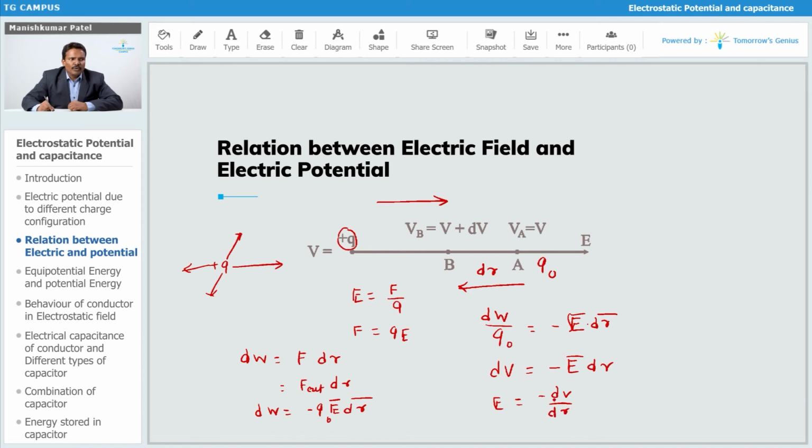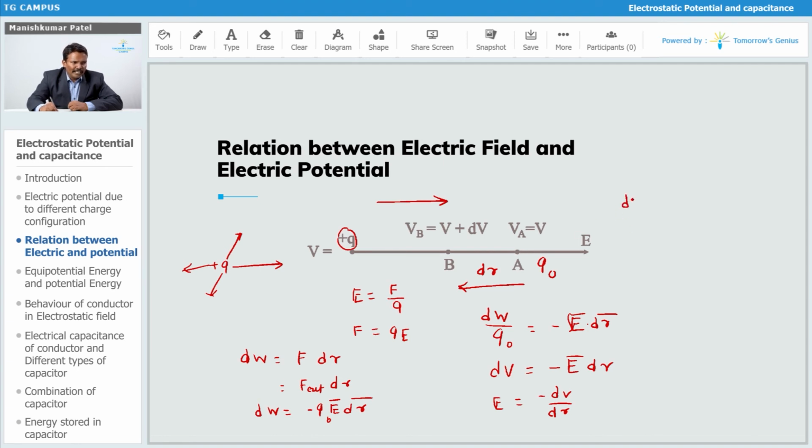That is also what we are going to call the potential gradient. This potential gradient means rate of change of potential with respect to distance, and its direction is opposite to that of your electric field. So obviously now you can say that the direction is opposite. So you can say that the potential at point B is greater as compared to the potential at point A.